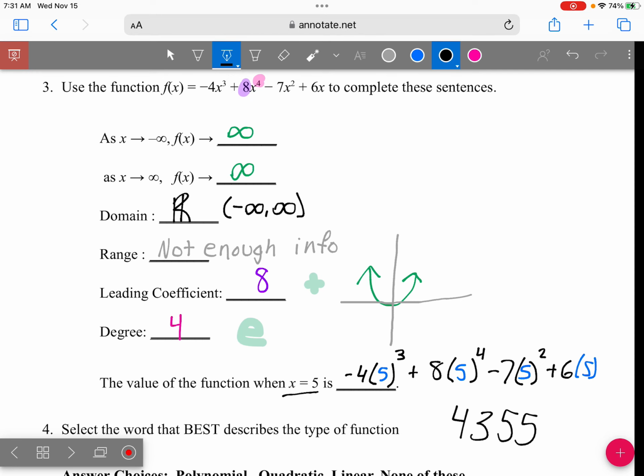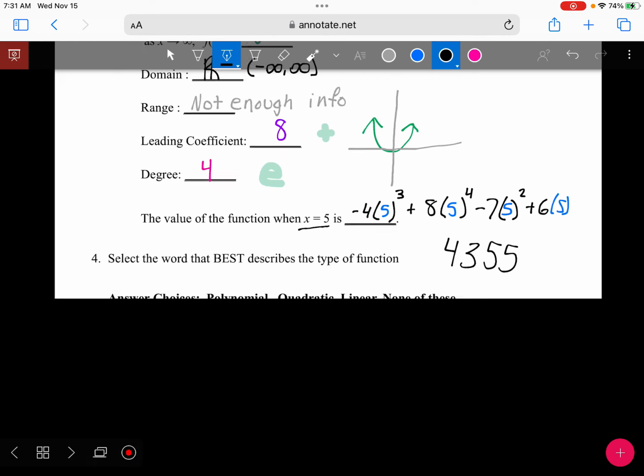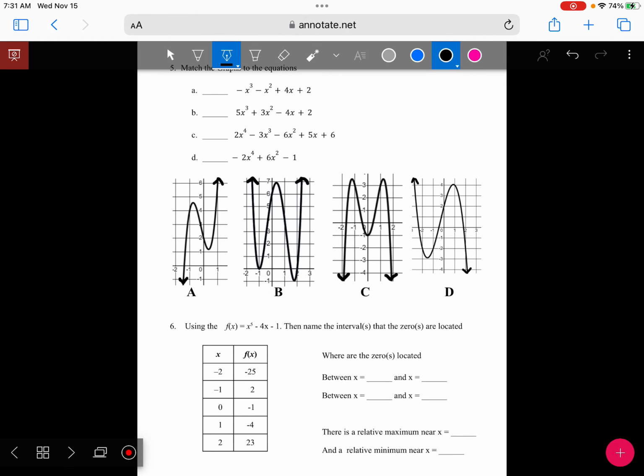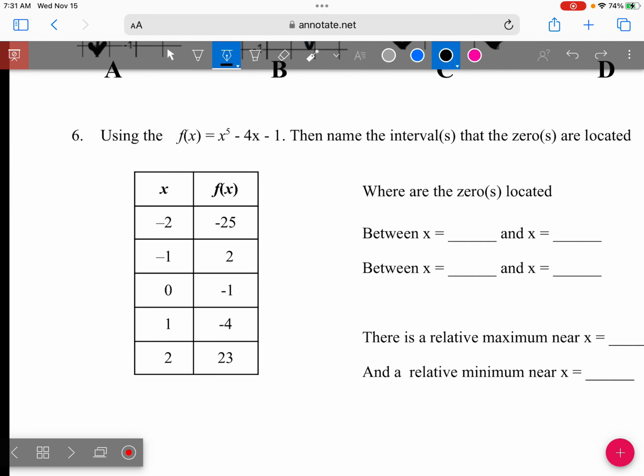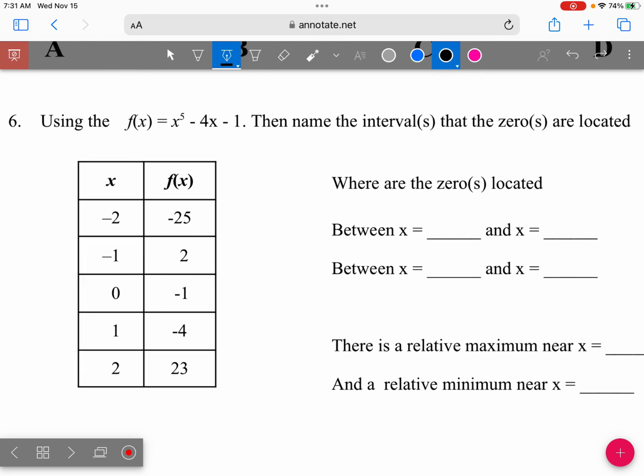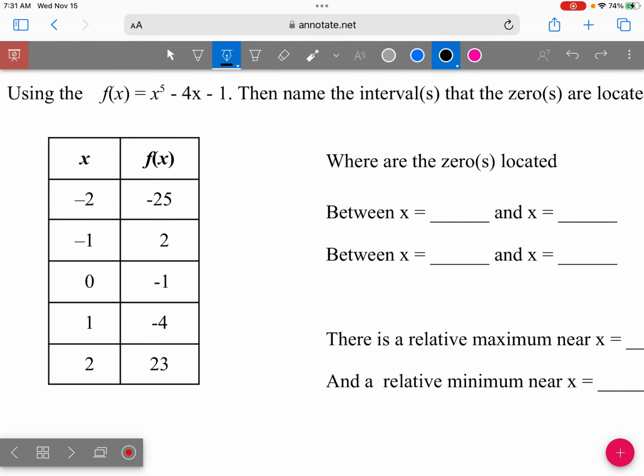Alrighty, what else? 6, thank you. I knew there was one. 6, let's look at 6. Ah, the table one, yeah. So let's look at this table. And we're asked to figure out where the zeros are located.